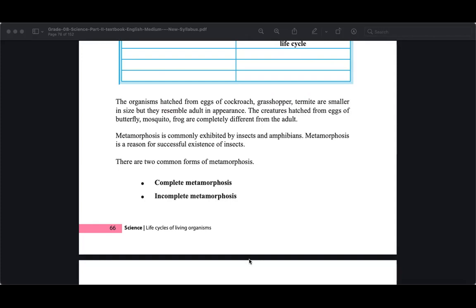Basically, these insects and also these amphibians show complete metamorphosis. What is metamorphosis? Metamorphosis is about the morphological features. What is a metamorphosis?